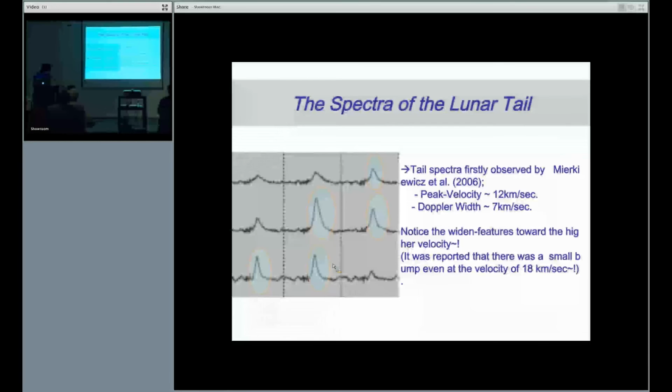And its spectrum was first observed recently by Miarkiewicz et al. The peak velocity was about 12 kilometers per second, and its Doppler width is as wide as 7 kilometers per second. And please note the widened features toward the higher velocities.